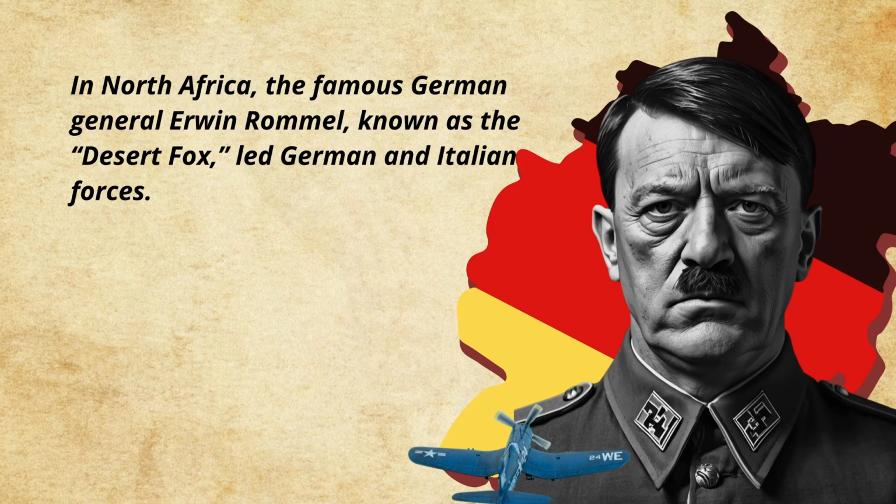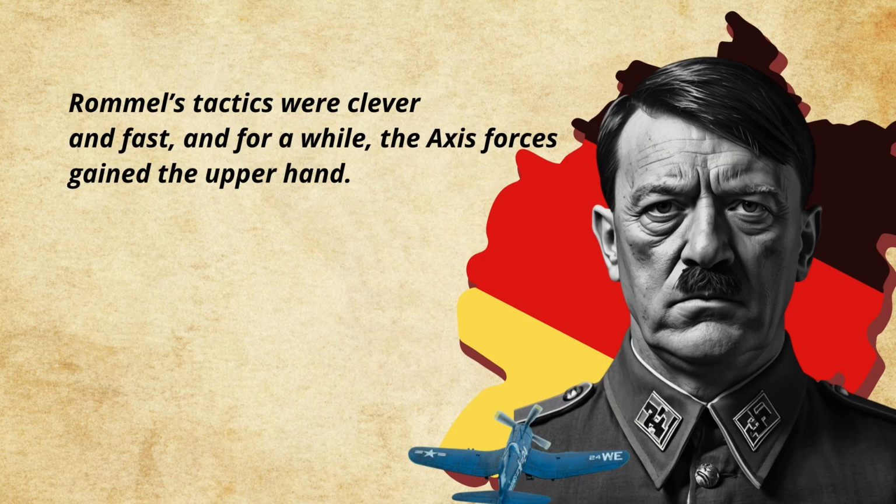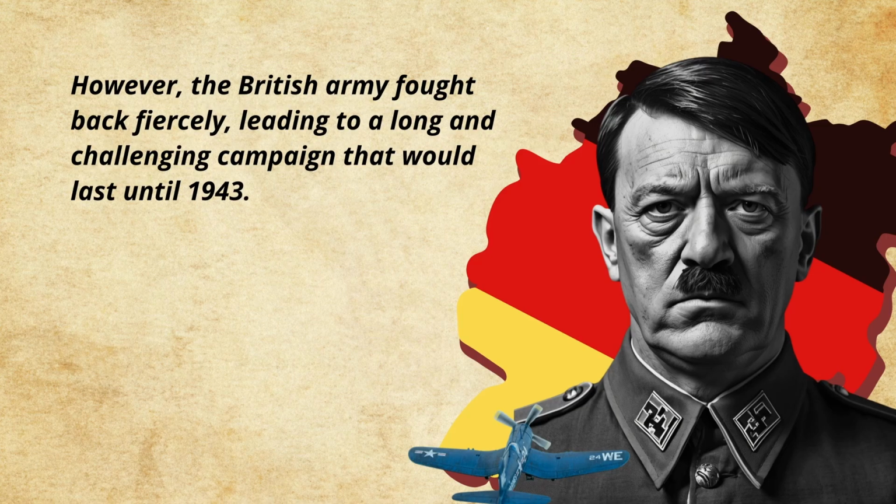In North Africa, the famous German general Erwin Rommel, known as the Desert Fox, led German and Italian forces. Rommel's tactics were clever and fast, and for a while, the Axis forces gained the upper hand. However, the British army fought back fiercely, leading to a long and challenging campaign that would last until 1943.